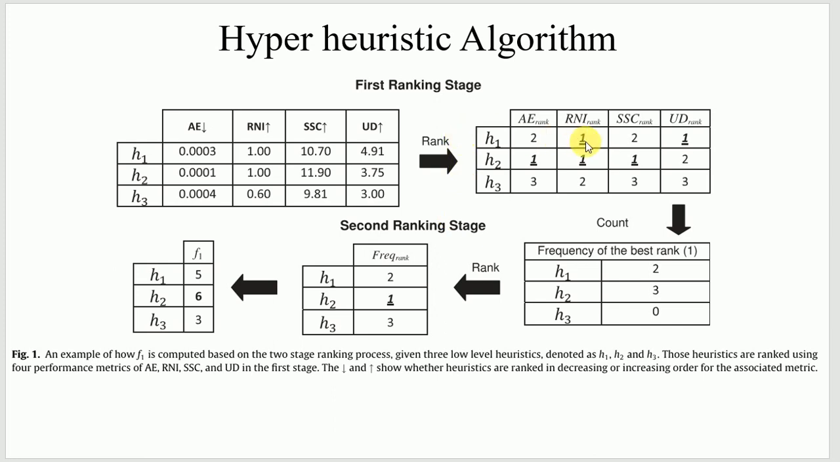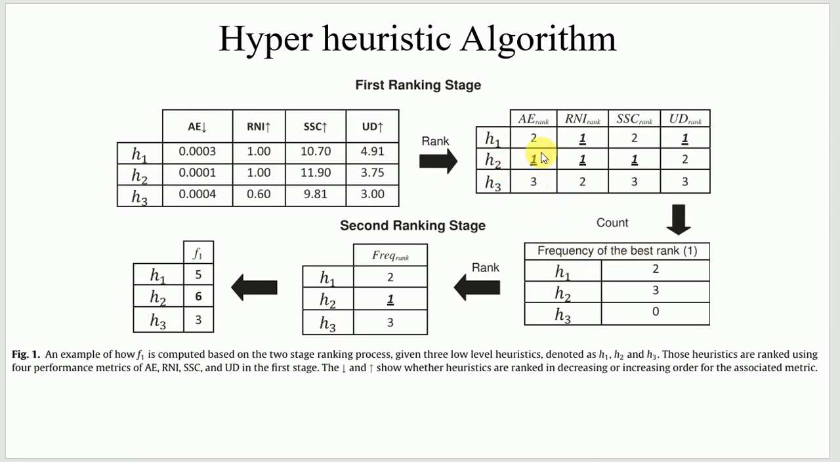Okay, so moving on to the second ranking stage, we'll then count how many times each of the lower level heuristics was ranked as the best heuristic. So for example, for H1, it has been found to be the best low level heuristic two times. So the value beside H1 will be 2.